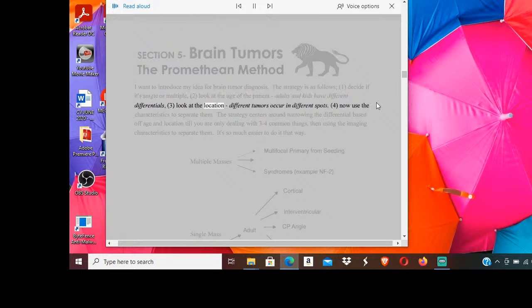3. Look at the location. Different tumors occur in different spots. 4. Now use the characteristics to separate them. The strategy centers around narrowing the differential based off age and location till you are only dealing with 3 or 4 common things, then using the imaging characteristics to separate them. It's so much easier to do it that way.